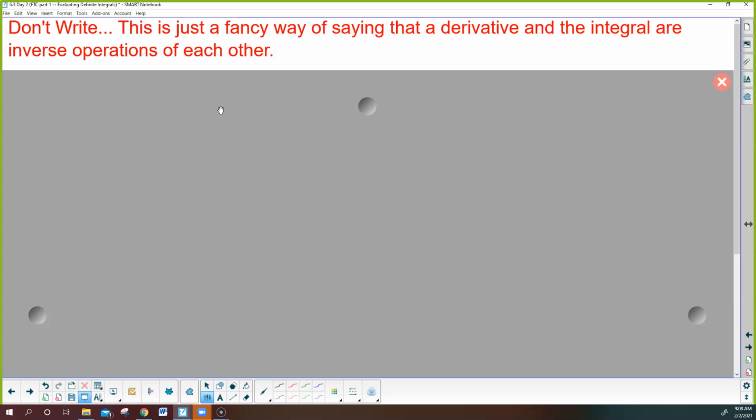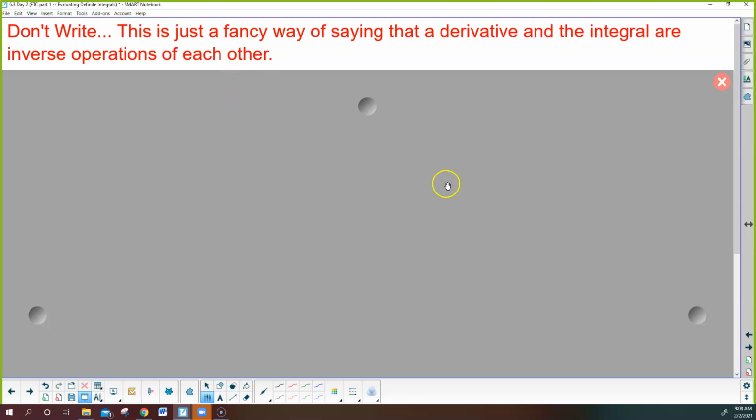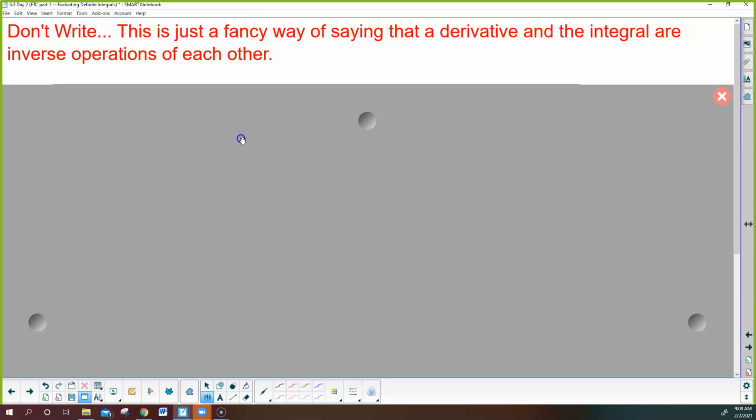And we kind of showed this already, so I don't think you need to write this down. What we just talked about, or what is on this slide, is just a fancy way of saying that the derivative and the integral are inverse operations. They cancel each other out.